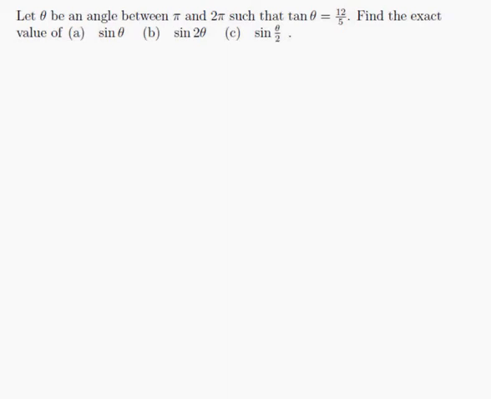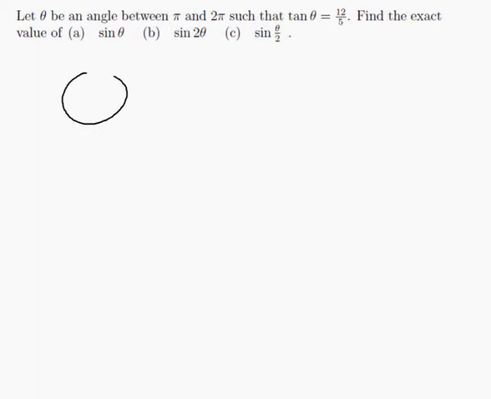Let theta be an angle between pi and 2 pi such that tan theta is equal to 12 on 5. Find the exact value of A, sine theta, B, sine 2 theta, and C, sine theta on 2. Well, first let's figure out where theta is.